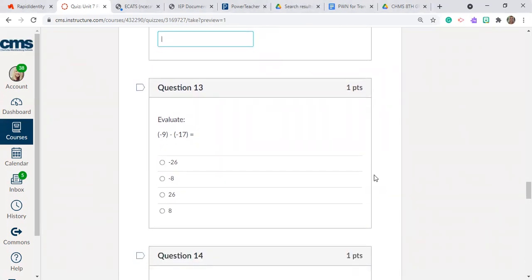Question 13. Evaluate -9 minus -17. So remember your rules for subtracting with integers. What are your rules for subtraction? Is your answer -26, -8, 26, or 8?